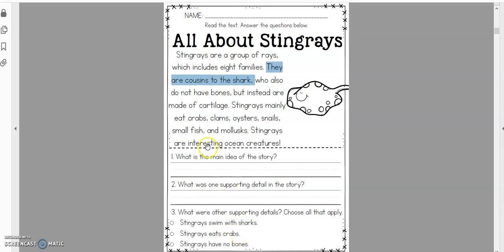Stingrays eat crabs. Well, let me take a look here. Stingrays mainly eat crabs. Yep, I definitely found that in the passage, so that can be a detail. And this last one says stingrays have no bones. If I go back to this one where they talk about sharks, that they're cousins, and they also do not have bones, so yep, that is another supporting detail about stingrays. So these last two, stingrays eat crabs and stingrays have no bones, are definitely key details to support the main idea that stingrays are interesting ocean creatures.